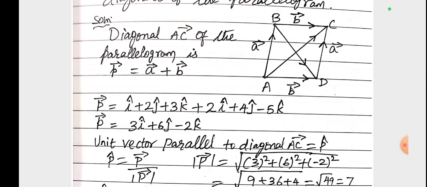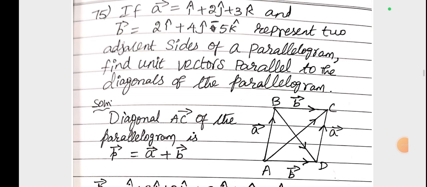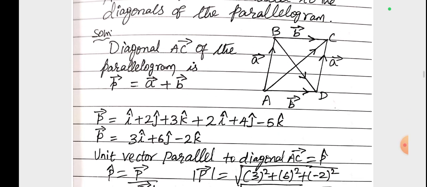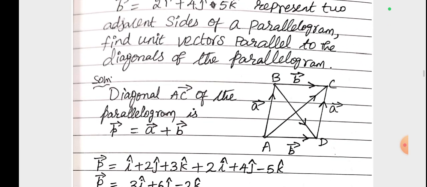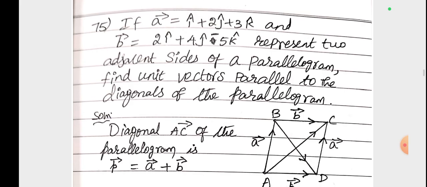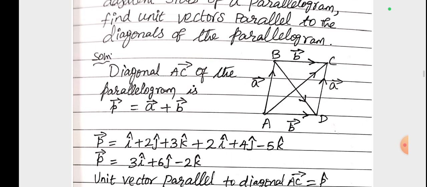Diagonal AC of the parallelogram. First, understand what is given. We want to find the two adjacent sides, so first find the P vector. First find the diagonals. Find the unit vectors parallel to the diagonals of the parallelogram. They are given adjacent sides.